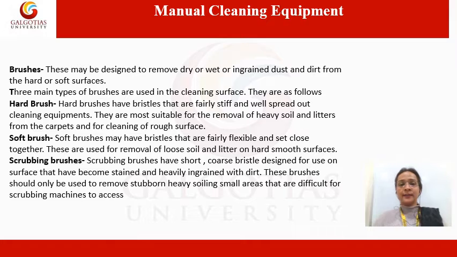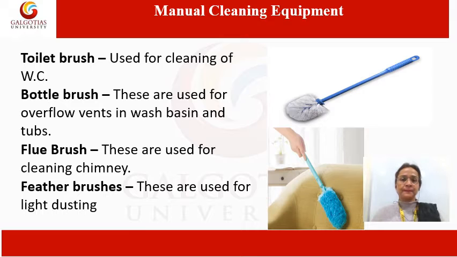Now we understood the different kinds of brushes and their uses. Let's see what is in the next slide under manual cleaning equipment. This is another type of brush, the toilet brush, which is used for cleaning the WC. Next is the bottle brush. These are used for the overflow vents in a wash basin and tubs. Flue brush. These are used for cleaning chimneys. Feather brushes. These are used for light dusting. These three kinds of brushes have different functions, so they are used in different areas according to the requirement.